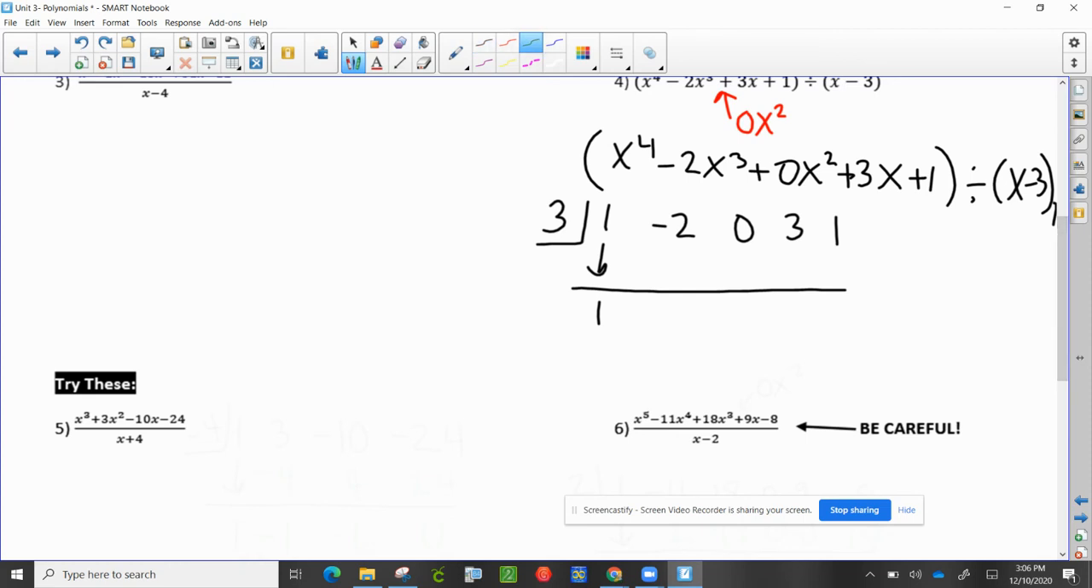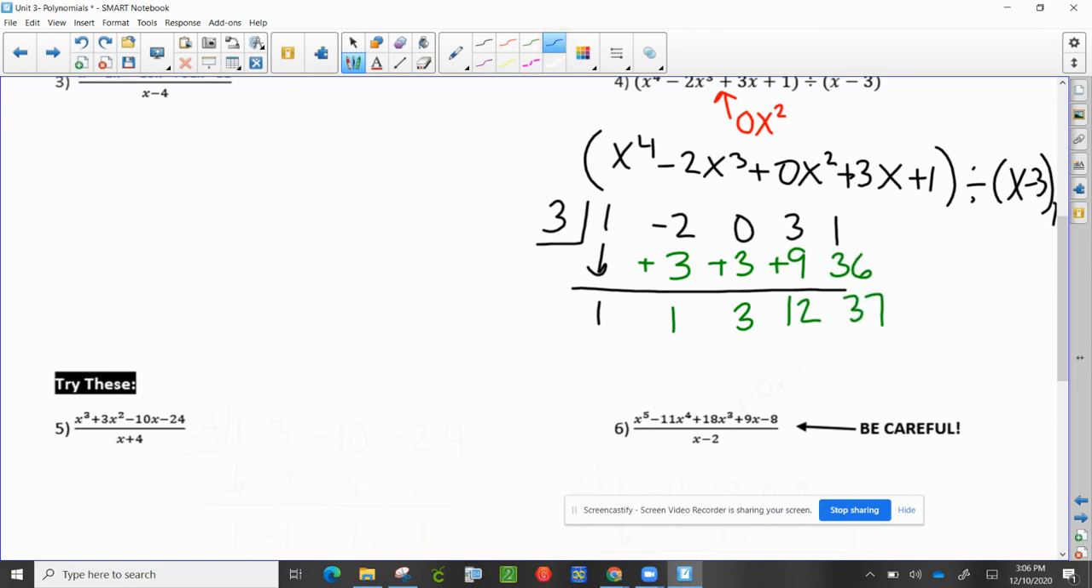So 3 times 1 is 3. If I add that vertically, that's going to give me 1. Let's do it again. 3 times 1 is 3. Add that to 0, we get 3. Let's do it again. 3 times 3 is 9. Add that to 3, we get 12. 3 times 12 is 36. Add that together, we get 37.